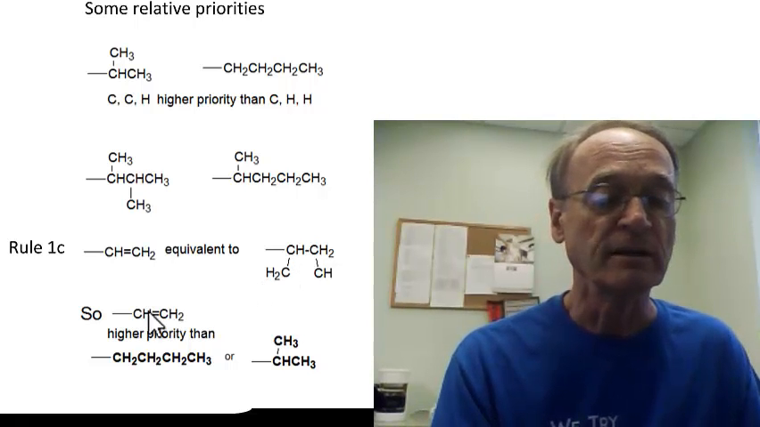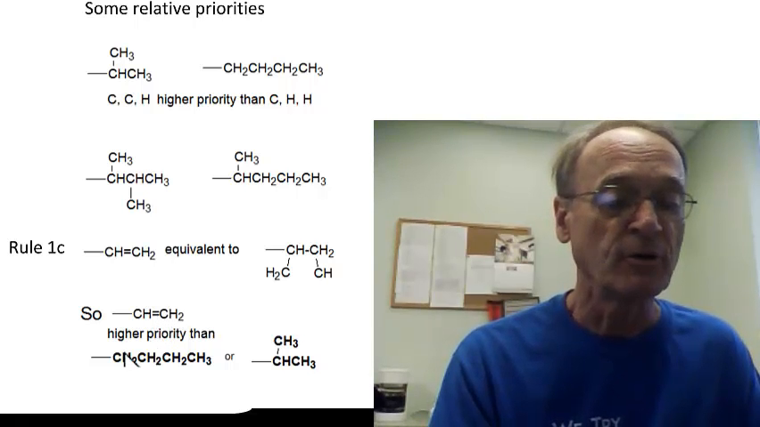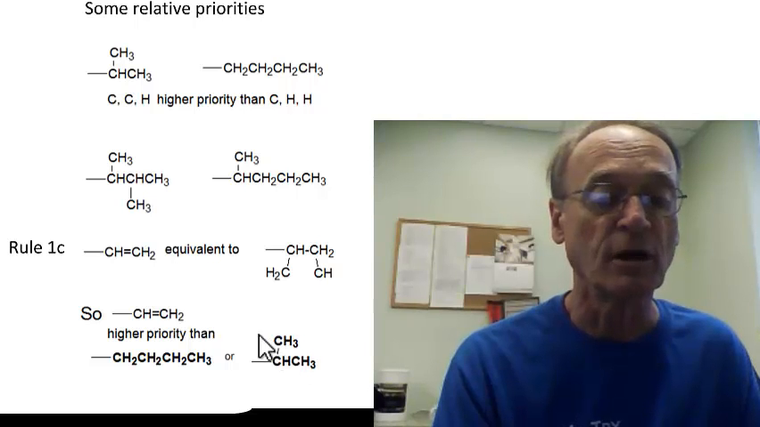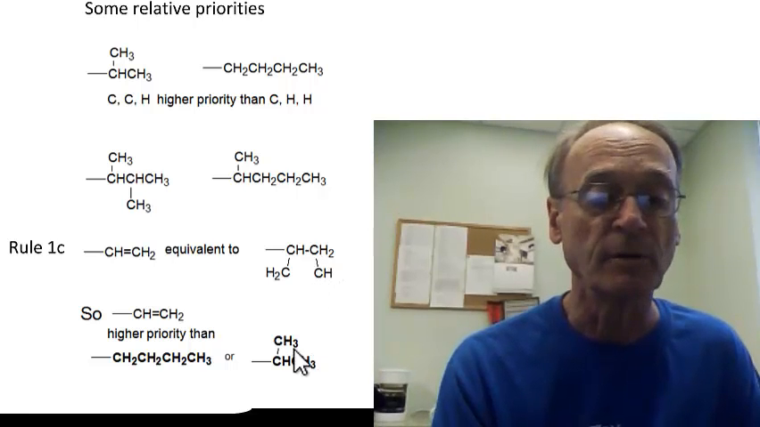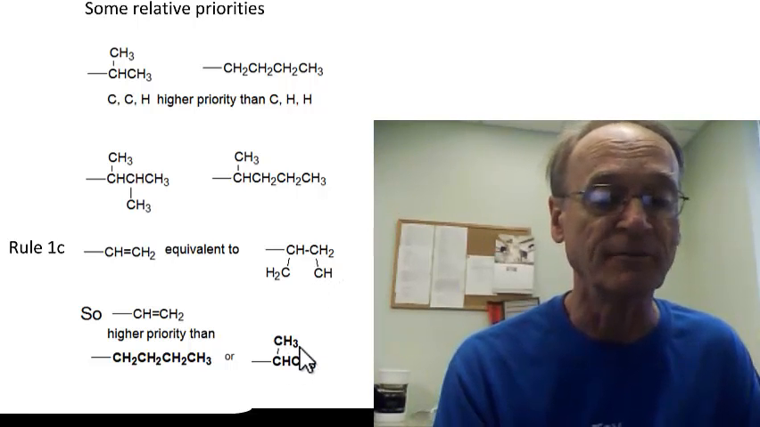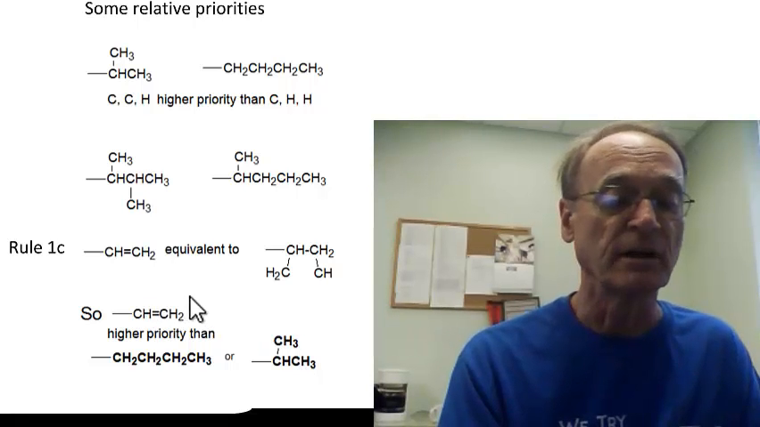So basically, this group, the little CH-CH2 group, is actually higher priority than this big 4-carbon chain or even this branched 3-carbon chain. Why is this higher priority than this branched 3-carbon chain? Well, basically because this carbon has 2 other carbons on it, but this next carbon out has another carbon on it, whereas the next carbon out here doesn't have any other carbons on it. So this is a higher priority group.